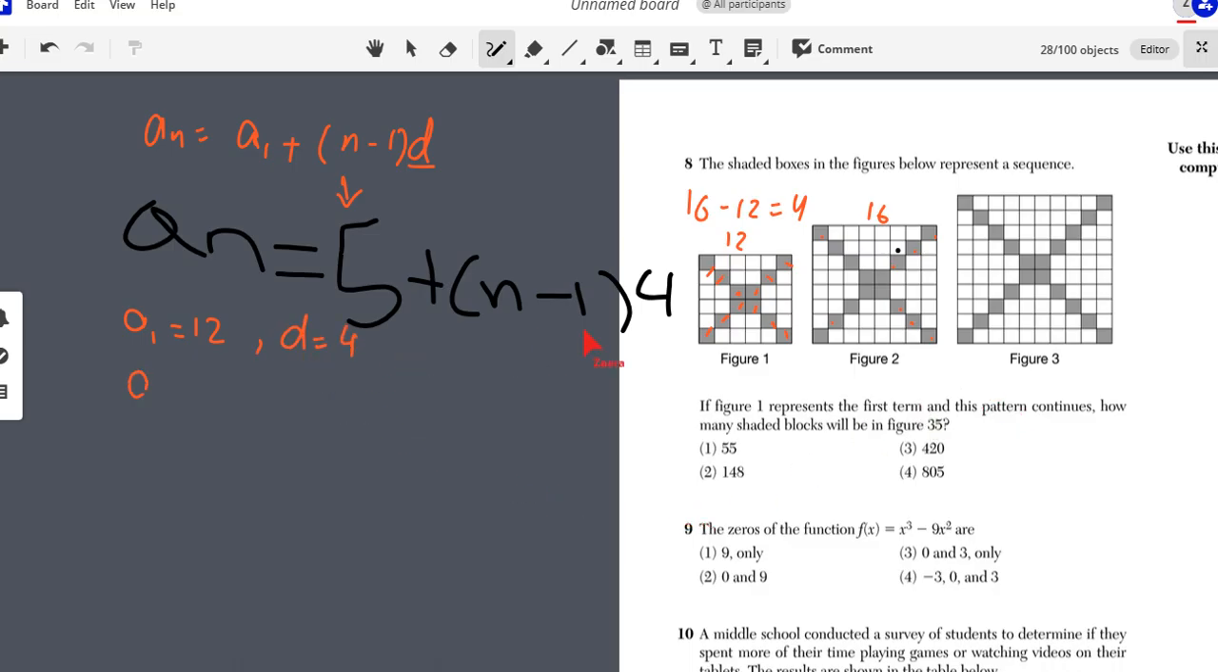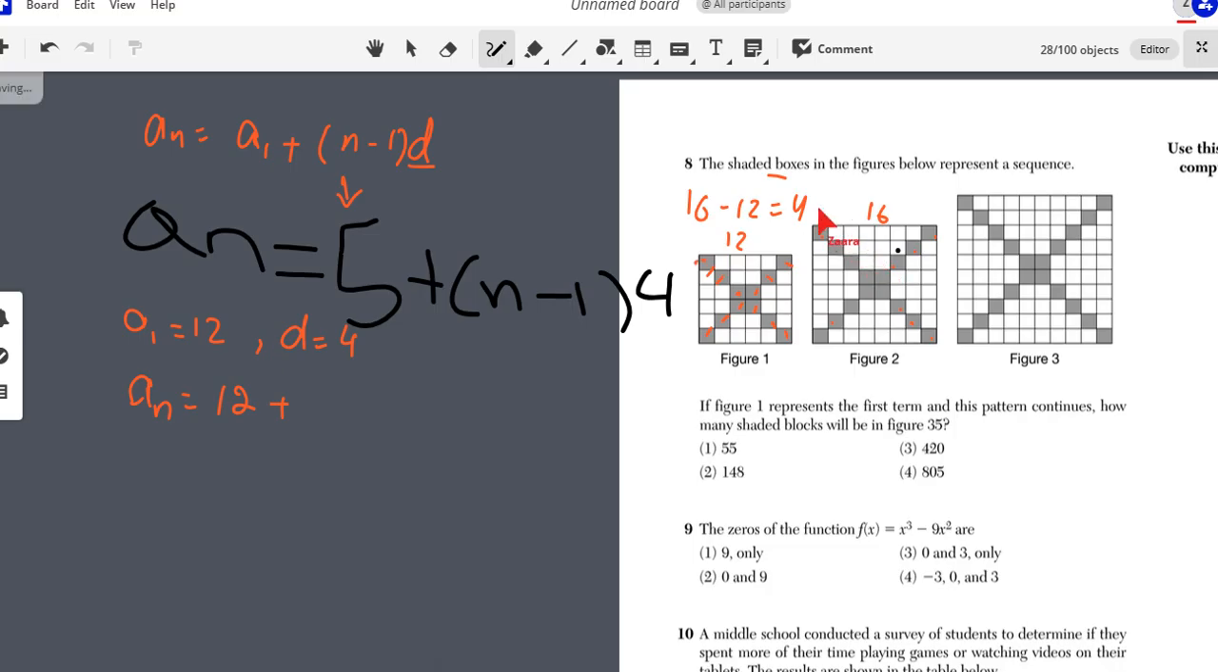So you did it wrong. It will become an equals a1 plus n minus 1 times d. Let's just substitute the value. I think what I did wrong was I counted the entire box. It doesn't also have the 5 now. It is given that you are given with the shaded boxes. So it is 12.